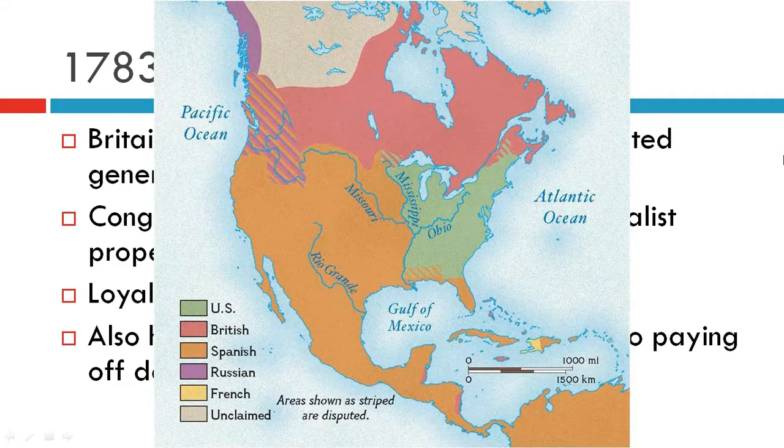Take a look at the map. You can see all of the green now representing this new nation of the United States. And the first thing that the U.S. will need to do is probably figure out what to do with the old Northwest Territory. And that happens under the Articles of Confederation, something we'll talk about in Chapter 9.